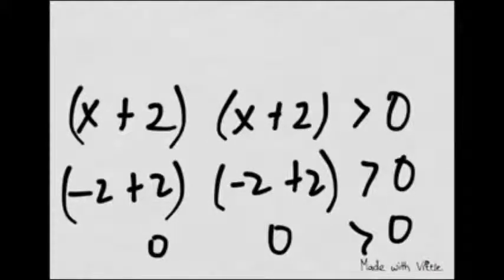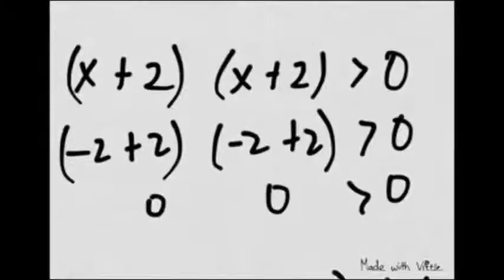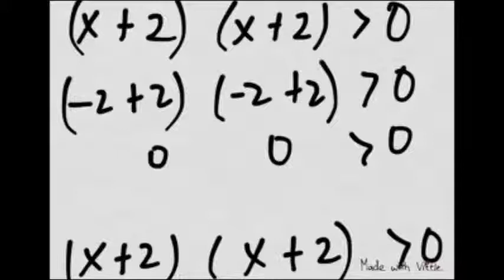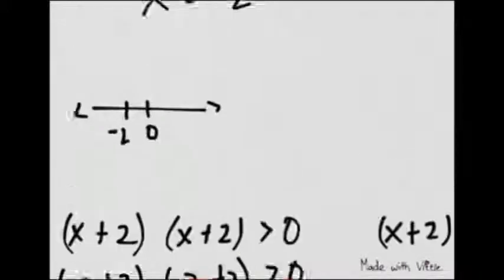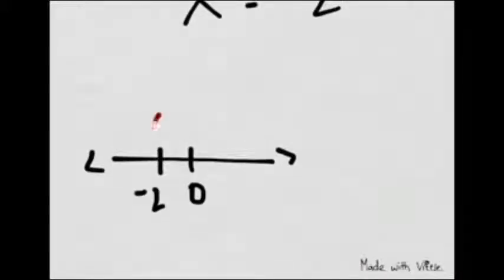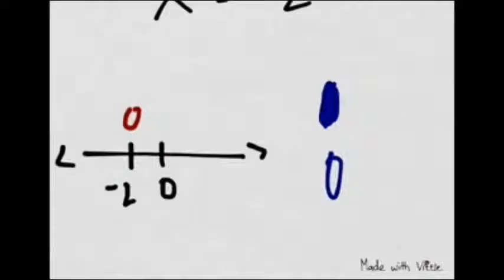Now, plug in negative 2 to x. You are going to end up with 0 times 0. And 0 greater than 0 is of course not true. So we are going to leave a hollow circle on top of negative 2. This means that a point is not included in the interval. Note that a shaded circle means that the point is included. A hollow circle means that it is not. So in our case, the circle is hollow.